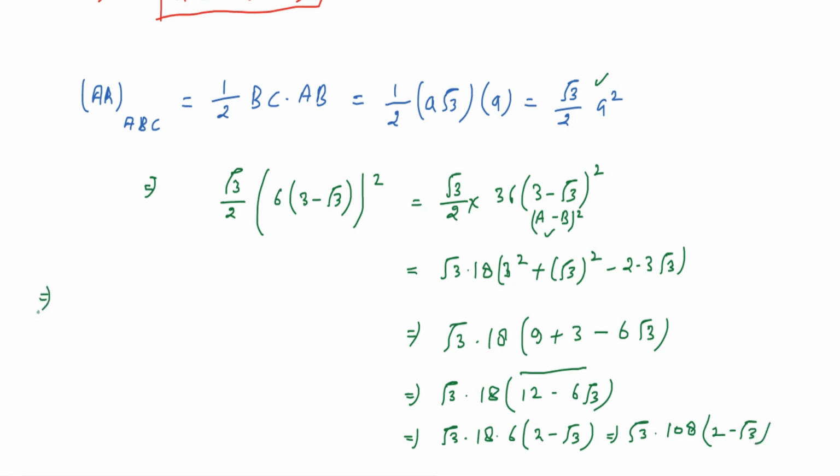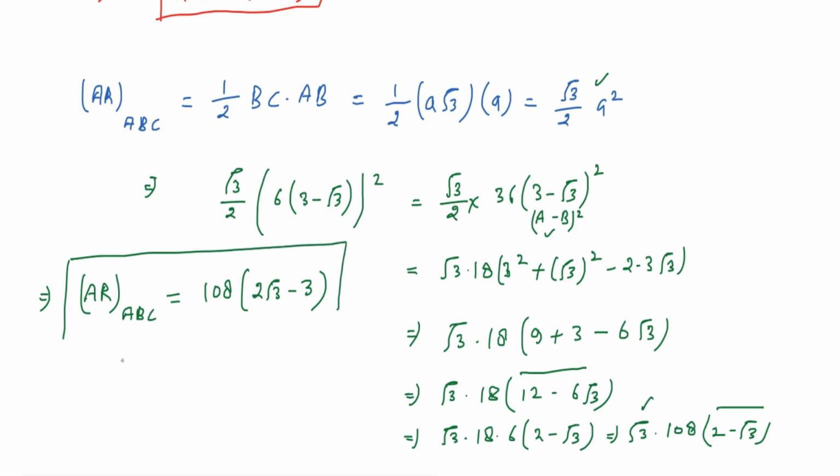So from here the area of triangle ABC can be written as 108 times, if we multiply this square root of 3 in this bracket, it can be written as 2 square root of 3 minus 3. So this is the area of triangle ABC, and this is the final answer of this question.